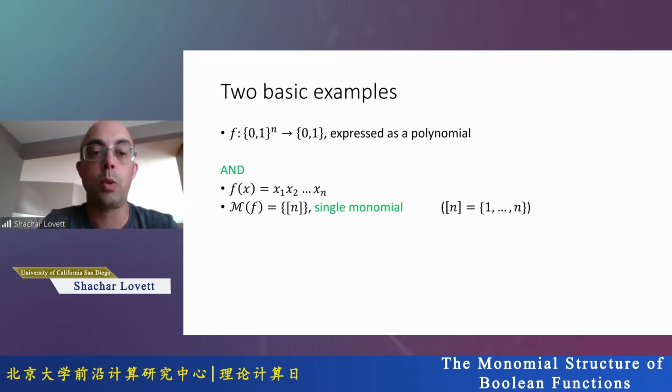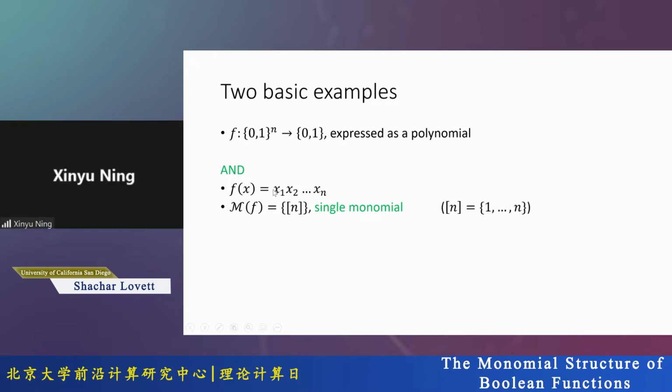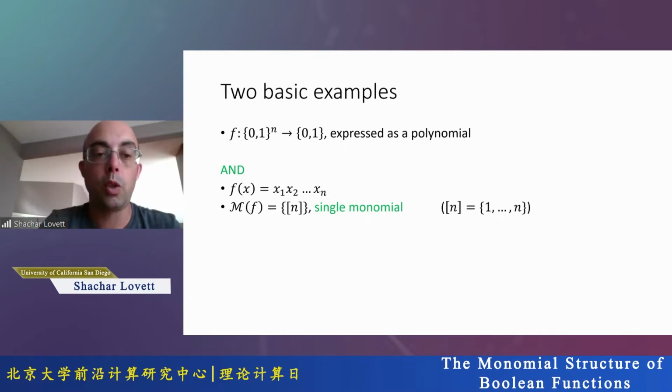So here's one example, the AND function. The AND function outputs 1 if all the inputs are 1. Otherwise, it outputs 0. If you want to write it as a polynomial, it's just going to be the product of all the variables. Remember, variables are 0, 1, so the product is going to be 1 if they're all 1. Otherwise, it's going to be 0. So such a function has a single monomial, which is the set of all variables. And that's it. It's, in some sense, the simplest possible polynomial. It's just one monomial.